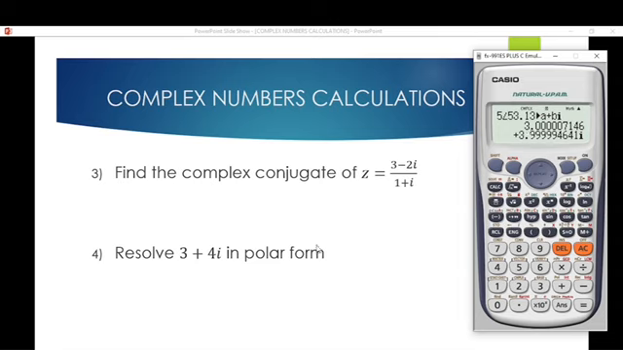So we can see that a calculator can do all those things for us so simply and easily. So we soon come to the end of this video.